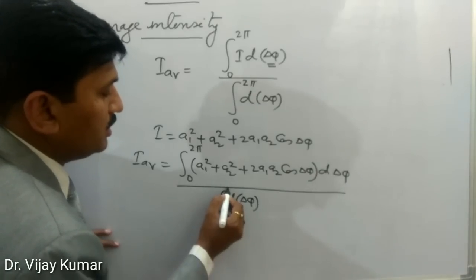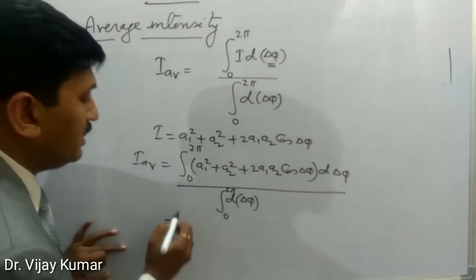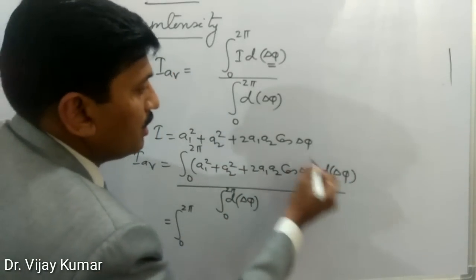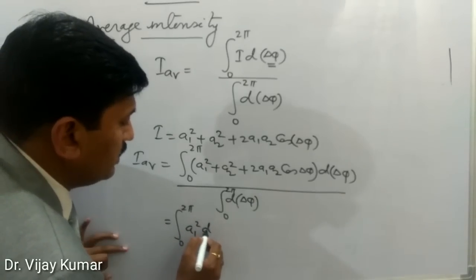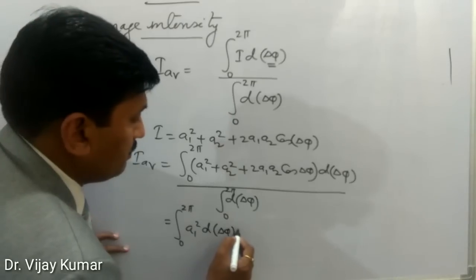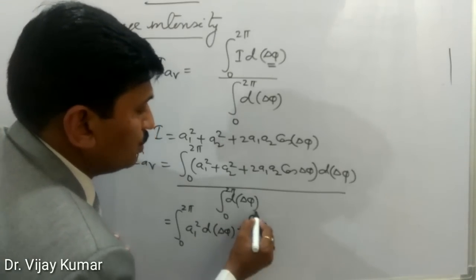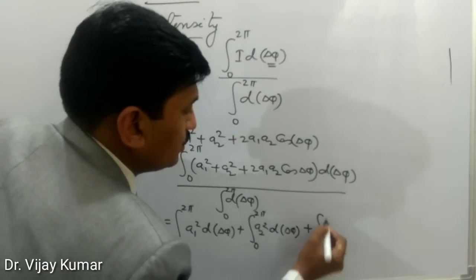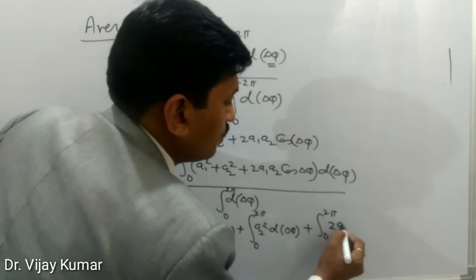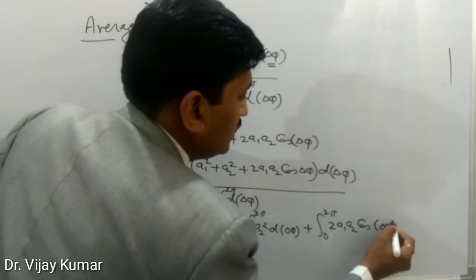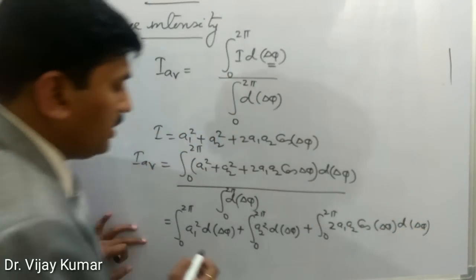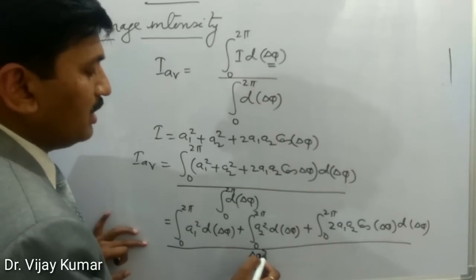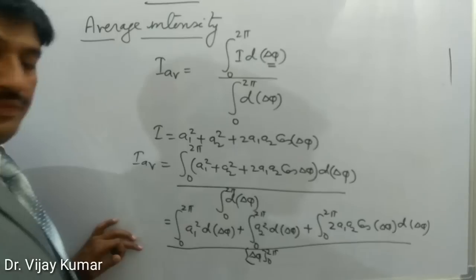We can write the integration from 0 to 2 pi of a1 square d delta phi, plus the integration from 0 to 2 pi of a2 square d delta phi, plus the integration from 0 to 2 pi of twice a1 a2 cos delta phi d delta phi, upon the integration of d delta phi, which is delta phi with limit 0 to 2 pi.